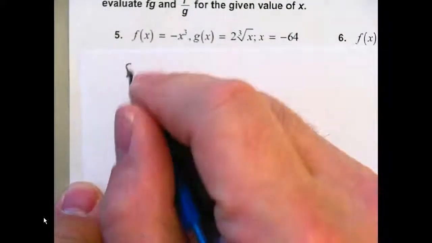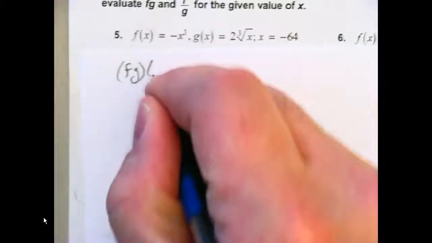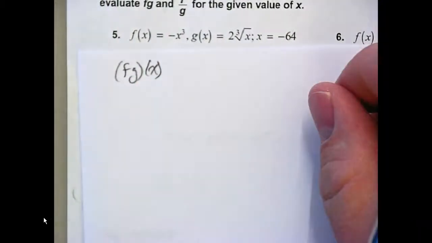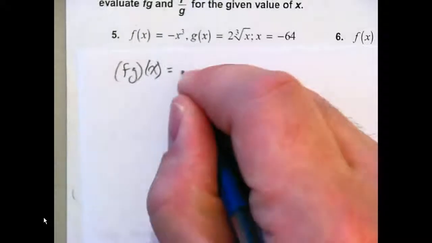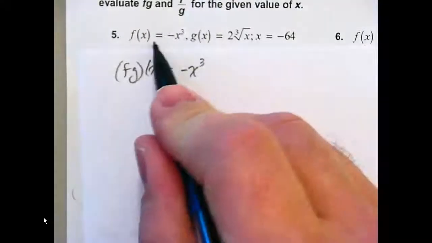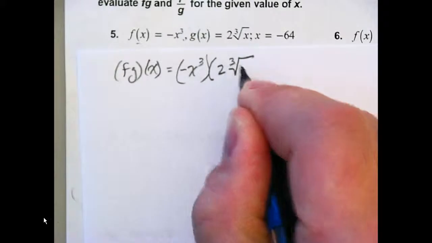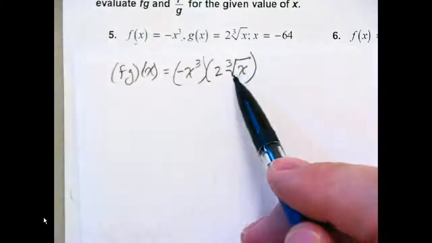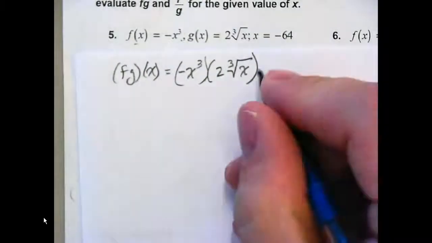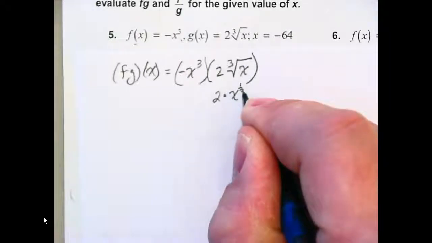I try to squeeze it all in on that page, but I would probably do these on a separate sheet. So if I'm taking f of g of x, multiplying them, or fg of x, what they're calling it, I like to think of it as f of x times g of x. Either way, if I am multiplying these two, I take my negative x cubed, that's my f of x, and multiply that by 2 times the cubed root of x. Now I will say that I prefer changing my radicals into fractions. It makes them, I think, much easier to deal with. So rather than having 2 times the cubed root of x, I'm going to write that as 2 times x to the 1/3 power.